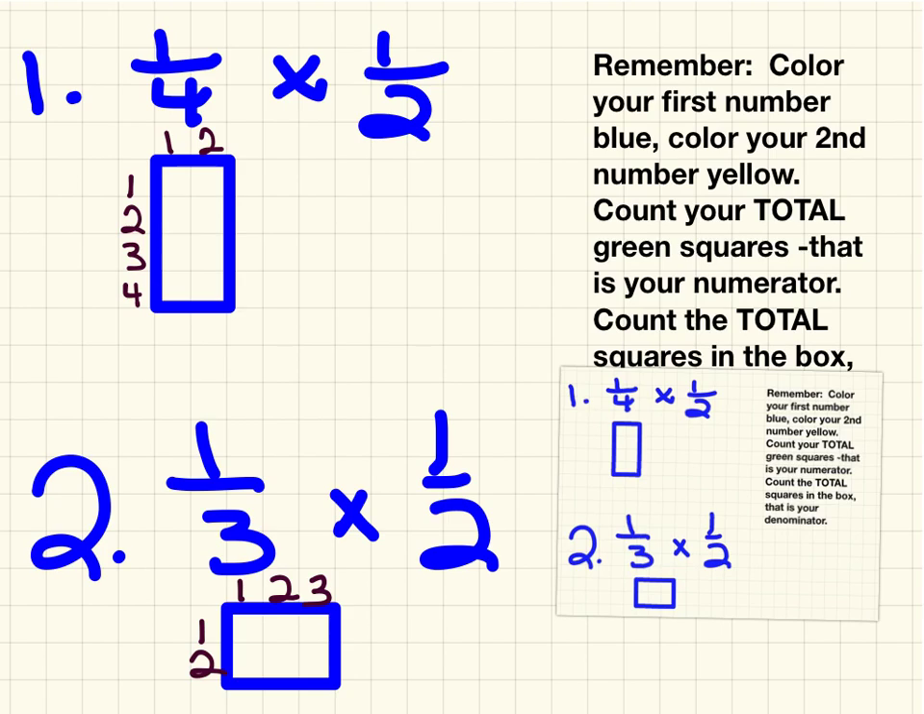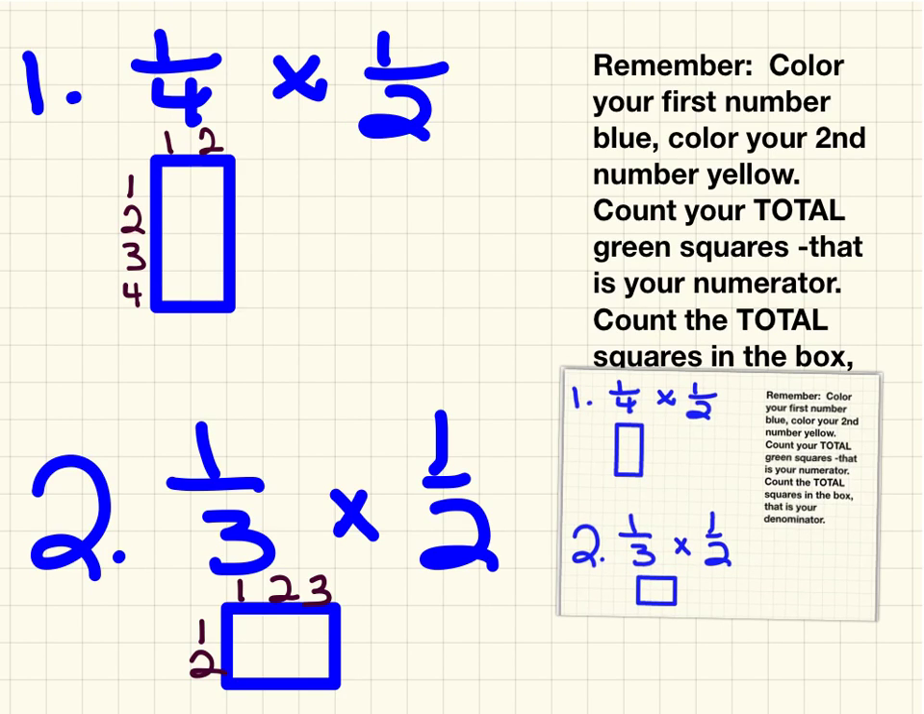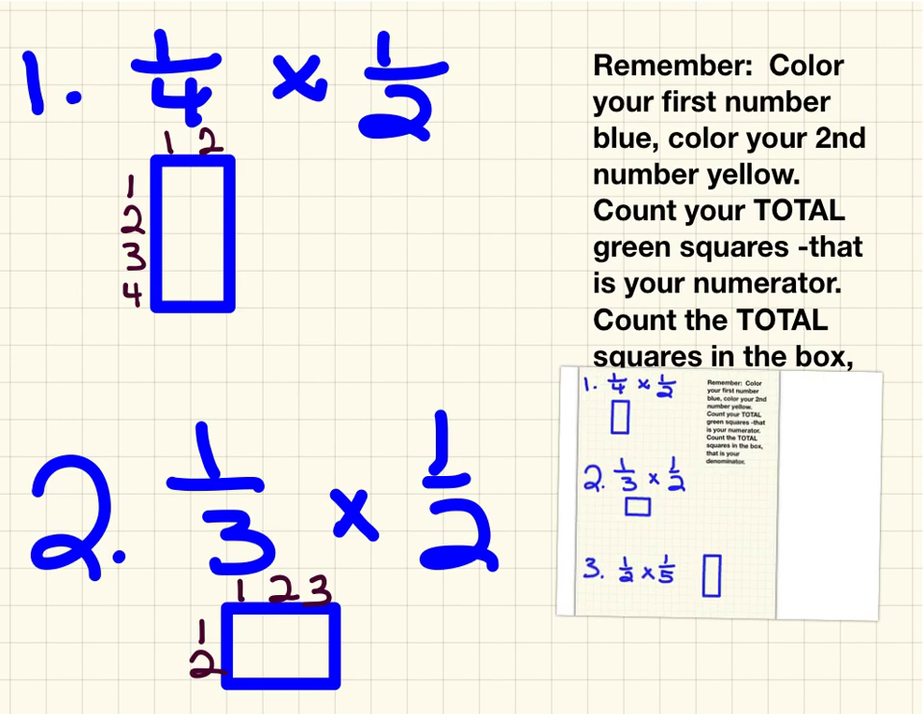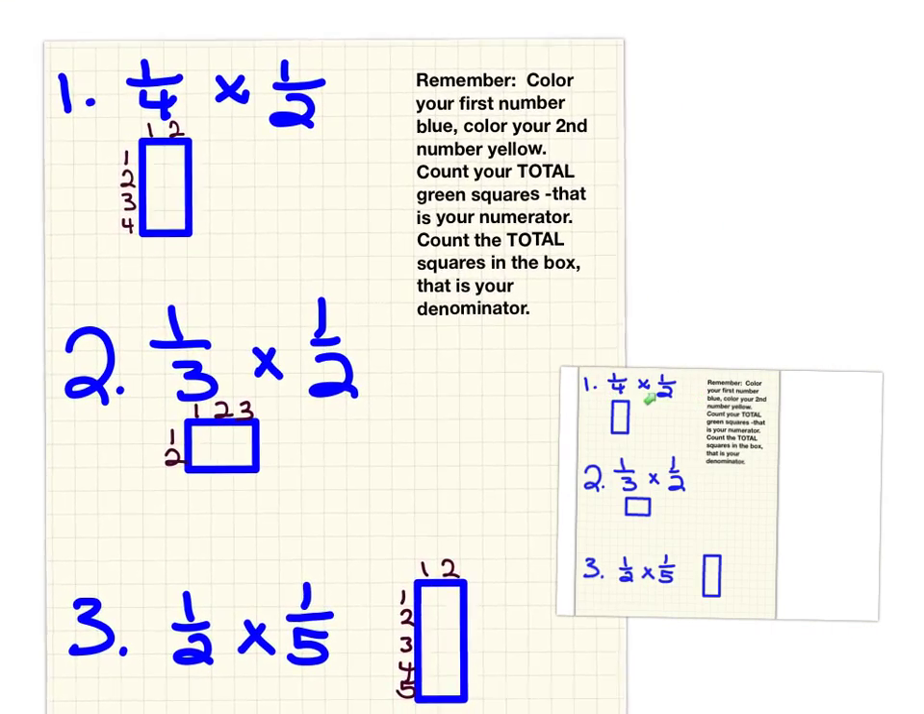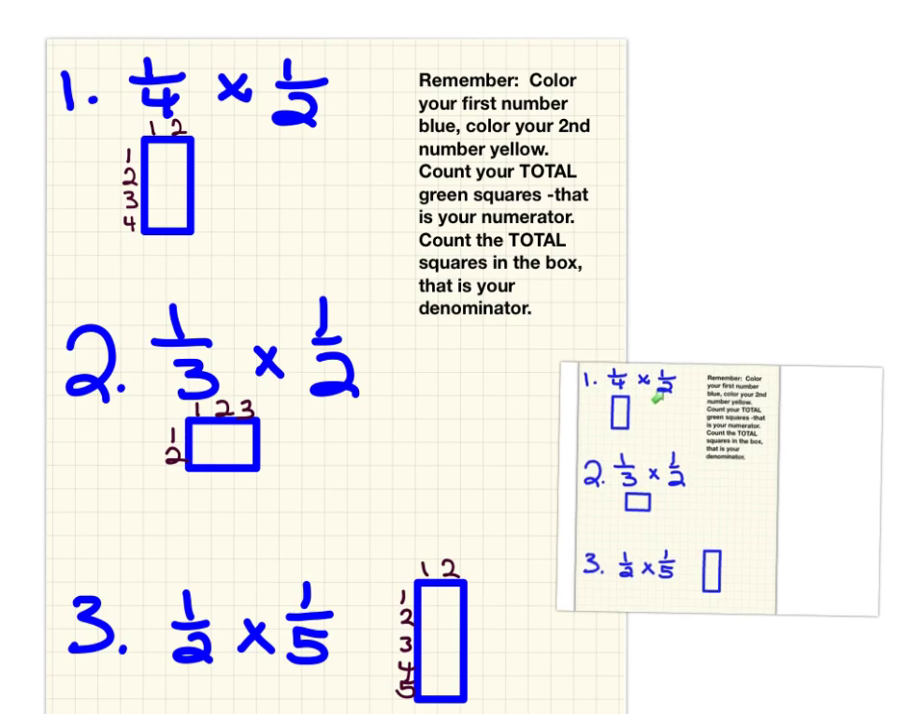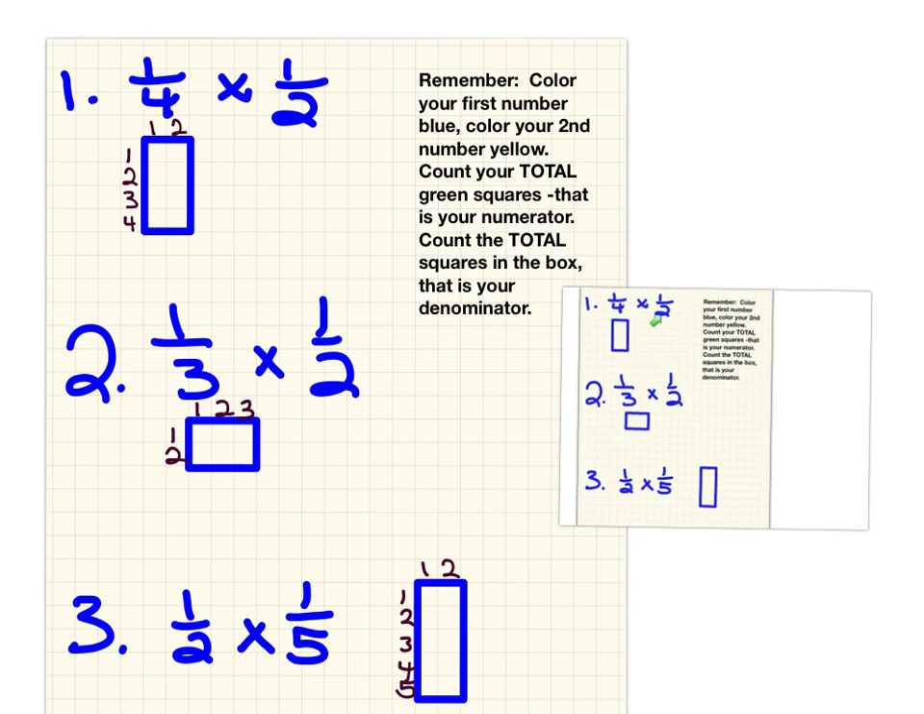I've already created everything for you, so you don't have to draw the boxes. And you have 3 problems on this page, and the 3 problems say 1/4 times 1/2. So remember, I've written the rules here for you. Color your first number blue, so that would be your 1/4. Color your second number yellow, which is your 1/2. Count the total green squares, that is your numerator. Count the total squares in the box, and that is your denominator. You will do that for number 1, number 2, number 3.